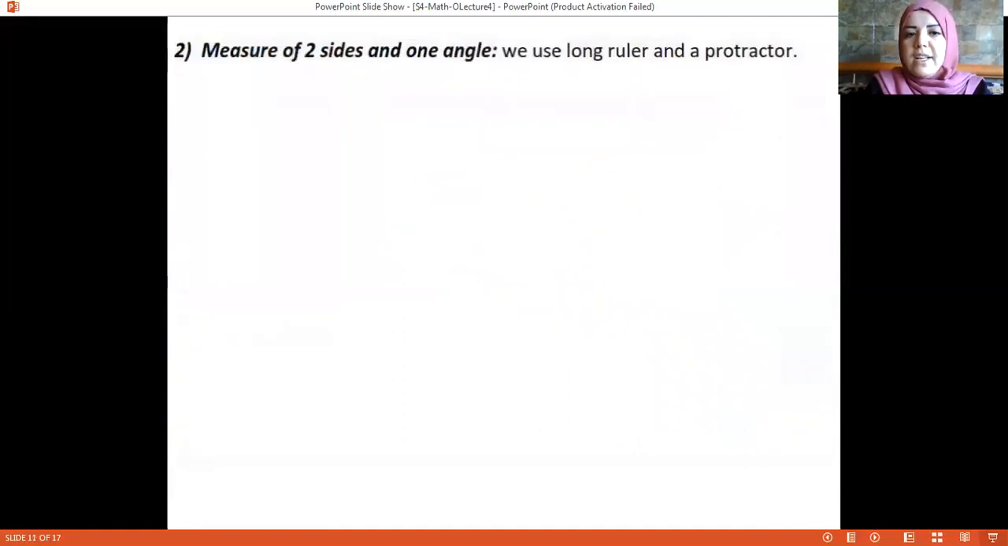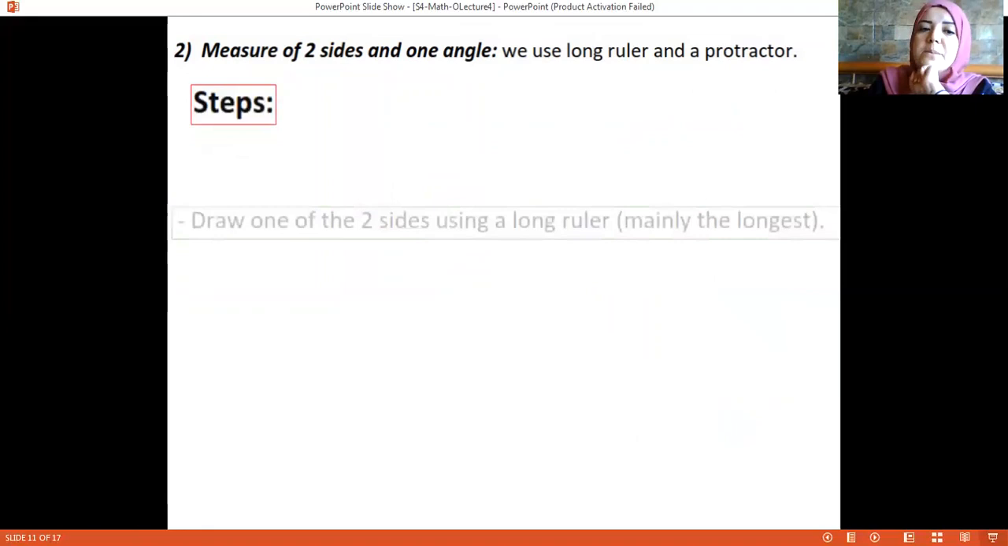Now, what if I gave you 2 sides and 1 angle? Now, no need for the compass. You only use the compass if you are going to draw a triangle with 3 given sides. Now, for 2 sides and 1 angle, you only use a ruler and a protractor. And the steps are very easy.